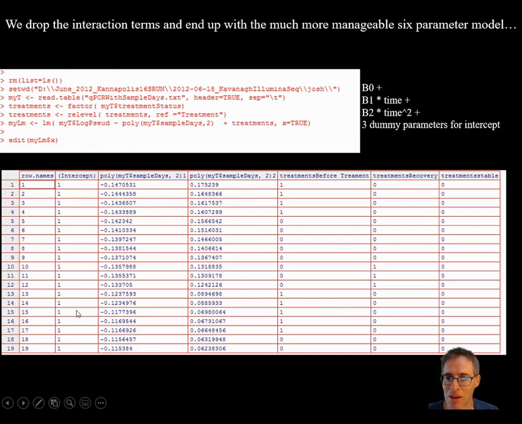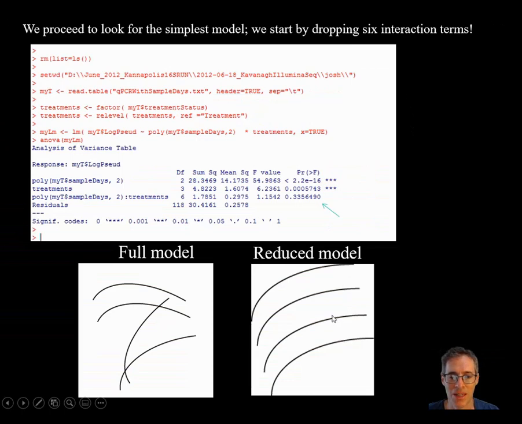We have our intercept. We have time and time squared rotated so that they're no longer correlated with each other. And then we have the dummy variables for the intercept that move the parabola up and down. And when we consider this model, treatment is still highly significant, right?